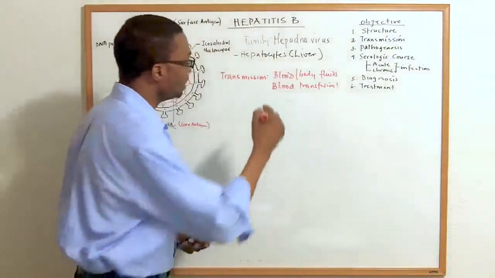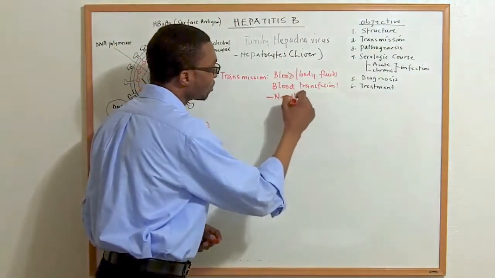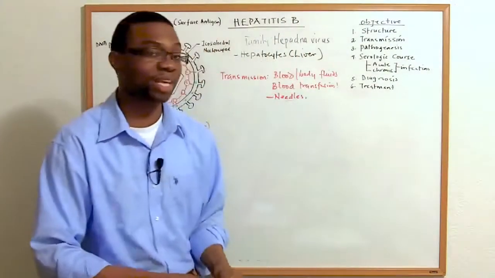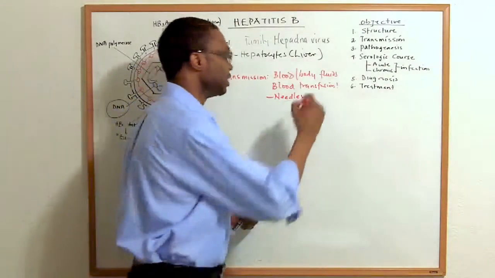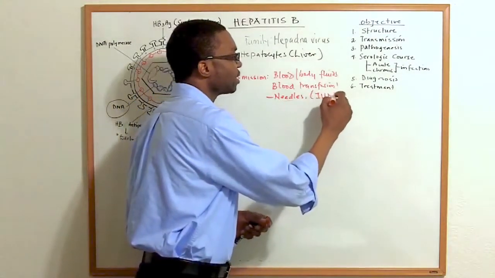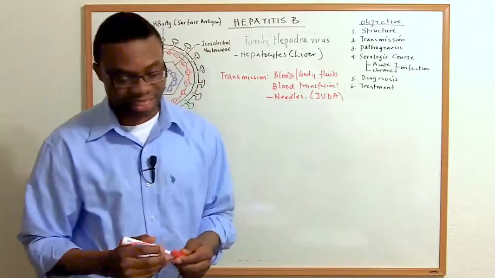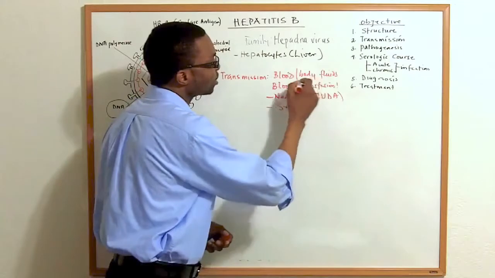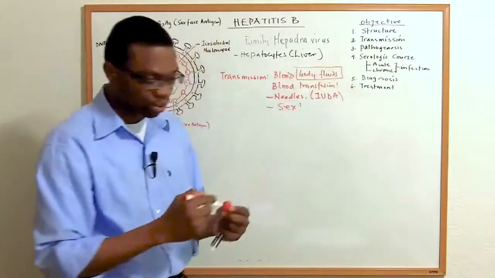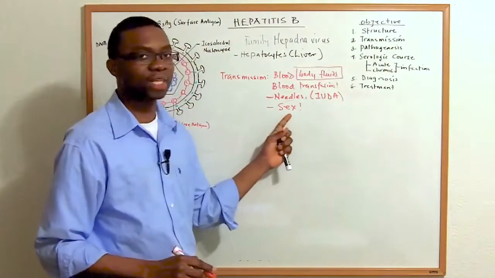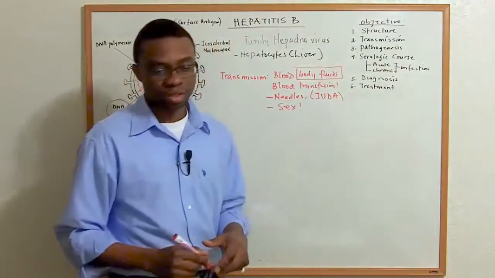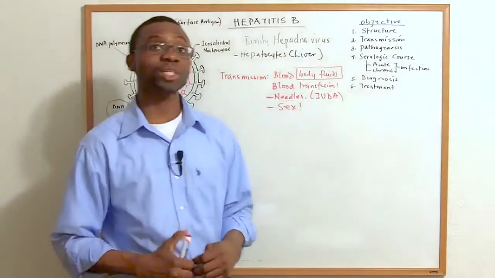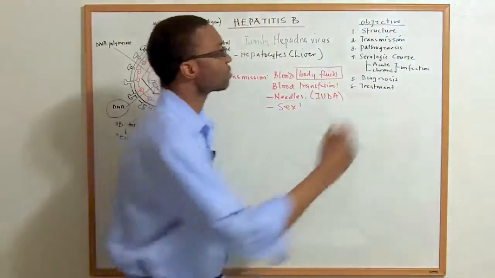Also, remember needles. People that do IV drug abuse, right? They share needles. If somebody has hepatitis B and you share the same needles, they can get infected. IV drug abuse, IVDA. Also sex, right? Because you can exchange body fluids during sexual activity, patients can actually get infected through sex. So, that is how you get transmission of hepatitis B.